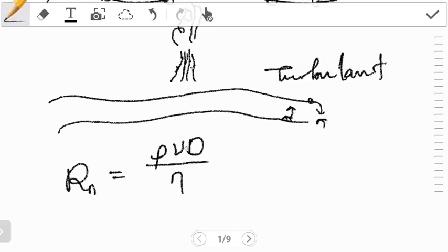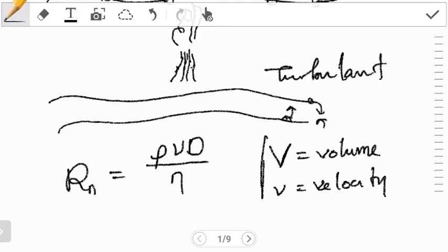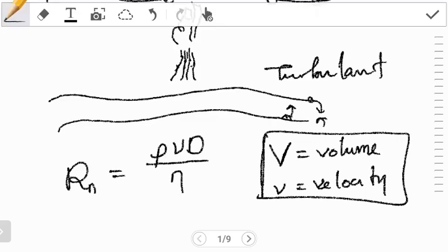For simplicity, keep in mind that where you see capital V, this will always stand for volume, and where you see small letter v, this is going to be used for velocity. Generally, this is the format that will be used by many books. But of course, just take note of what you're looking at. It should be very easy for you to follow. Okay, back to the Reynolds number.